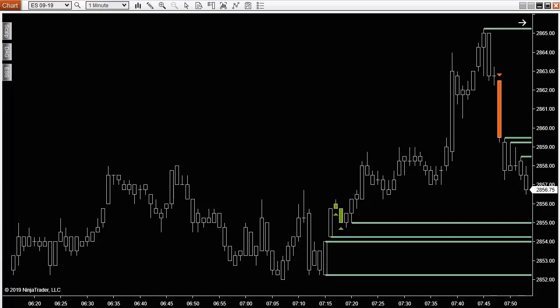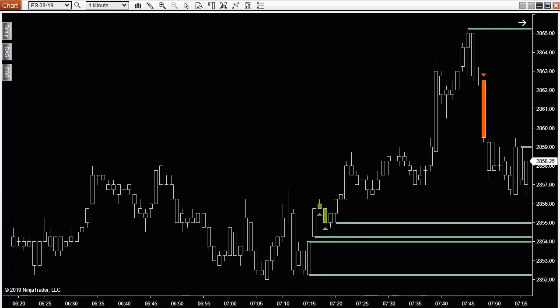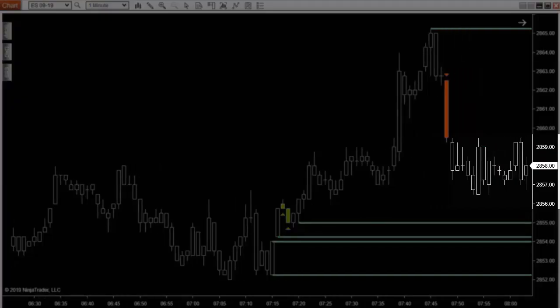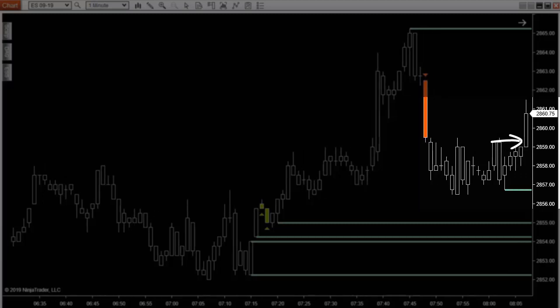So we hit the profit target around that area and cash in about $125 in profit on this one. And now you see the market is just running sideways. Here the market would have taken us out if we would have stayed in our trade with the stop moved, but I'd rather grab a quick $125 of profit rather than just getting a zero trade here.